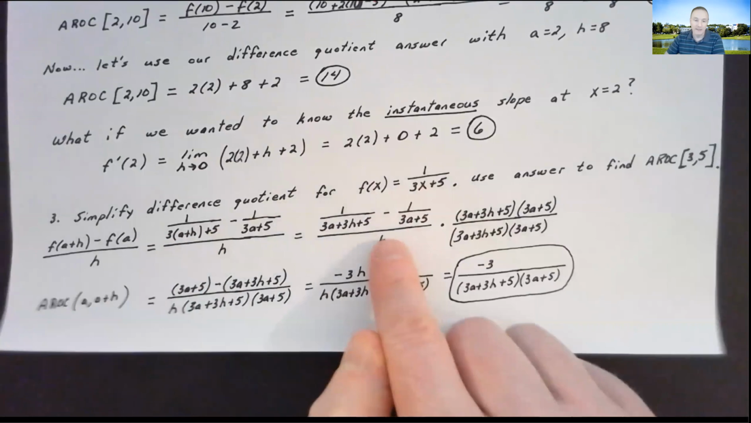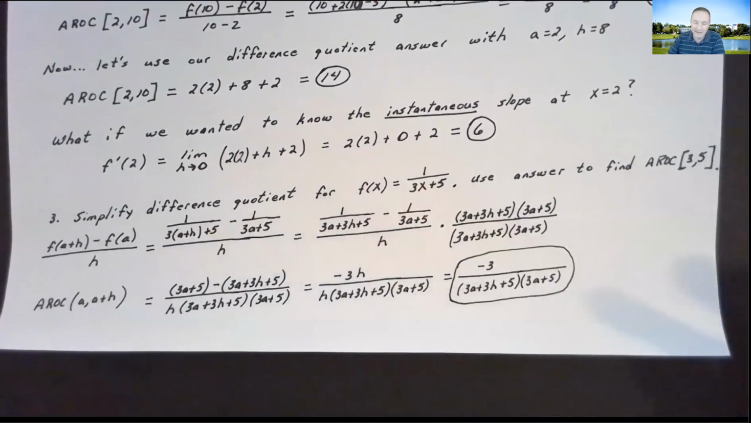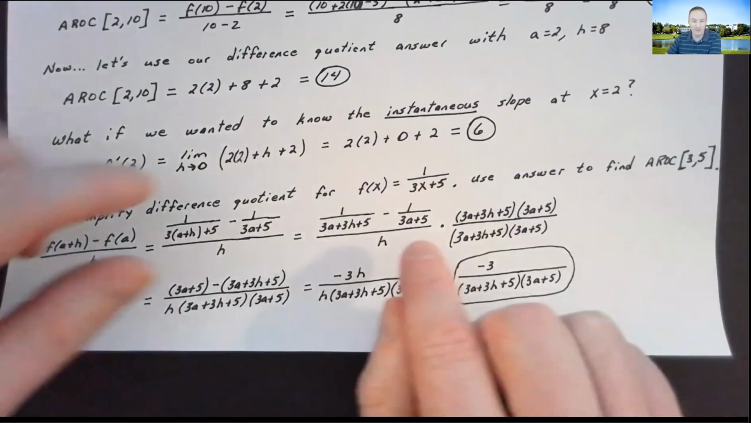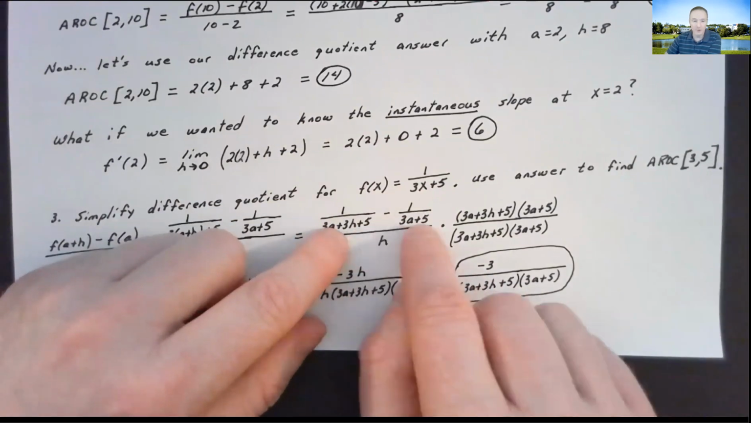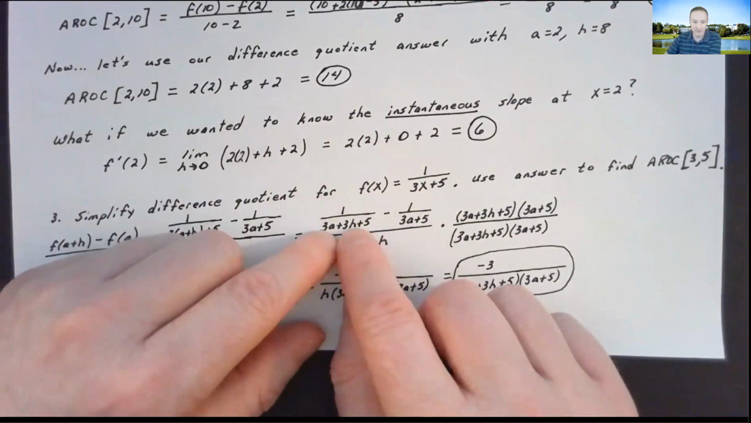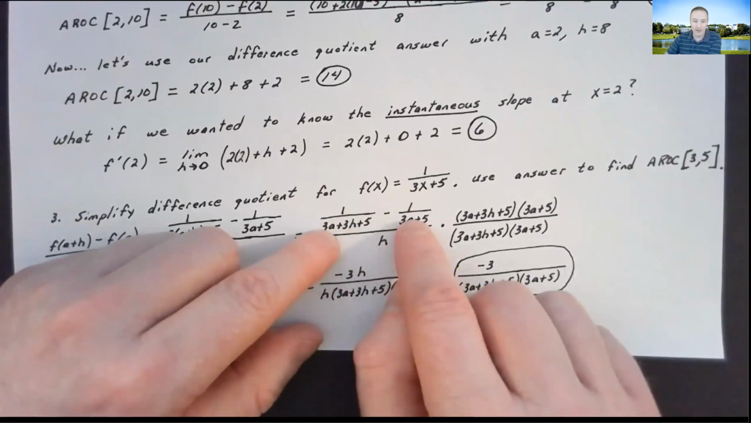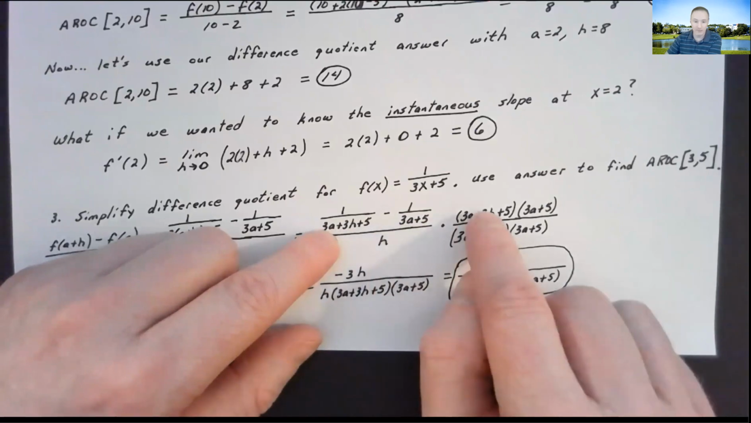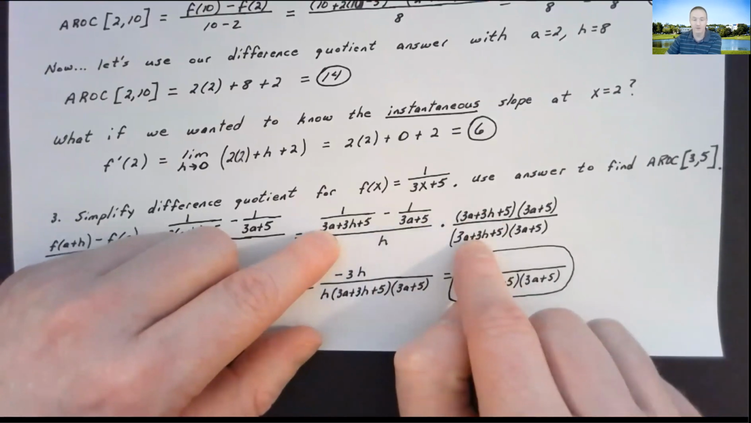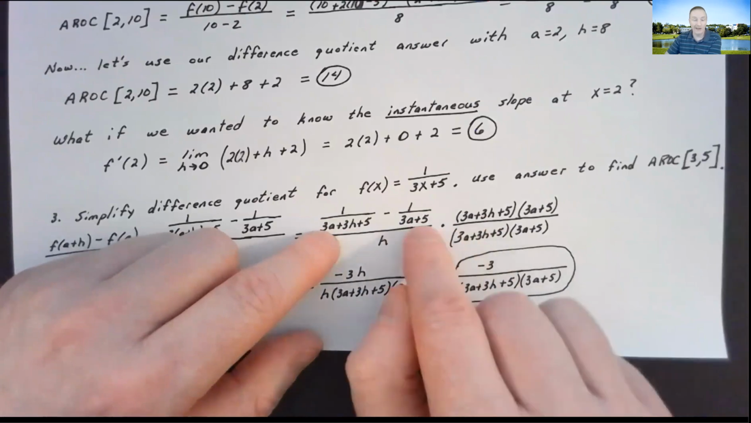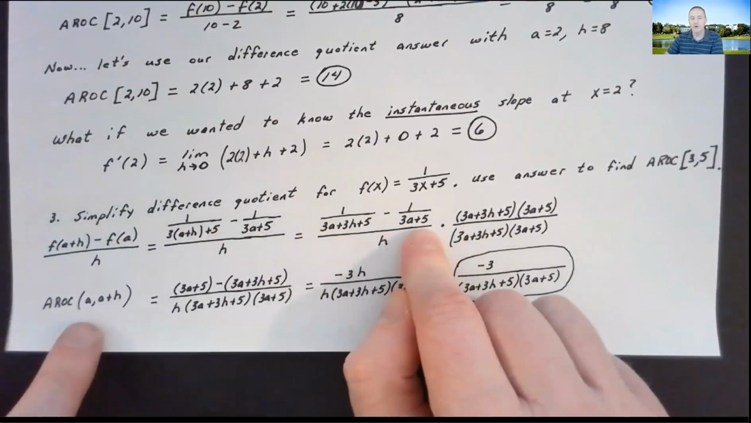And now, in simplifying this, any time you have fractions inside of a fraction, I'd like you to remember the best algebraic technique is to get rid of those fractions inside the fraction by multiplying by the least common denominator of any denominators in there. Well, there's no common factors between 3a plus 3h plus 5 and 3a plus 5. So I need to multiply by both of those factors in both the numerator and the denominator. Now, when I do that, things are just going to work out so much better.